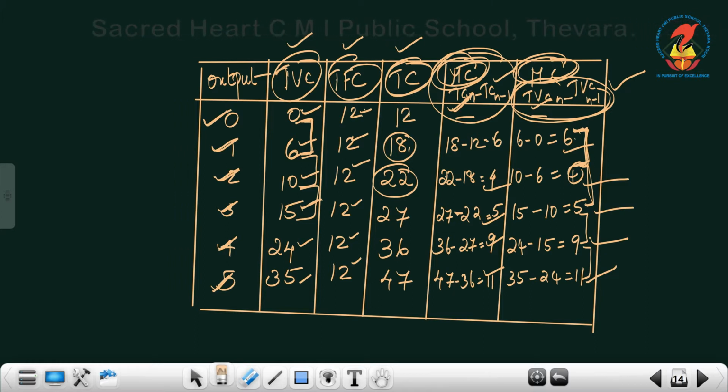So let us check. See, in the case of TC, the first one will be blank. The second one is 18 minus 12, which will give you 6. 22 minus 18 will give you 4. 27 minus 22 will give you 5. Then comes the next one, 36 minus 27 will give you 9, and 46 minus 36 will give you 11. So succeeding value minus preceding value is TCn minus TCn-1. So you have learned it. When you subtract the preceding value from the succeeding value in the table, you will get the value of MC with respect to TC.